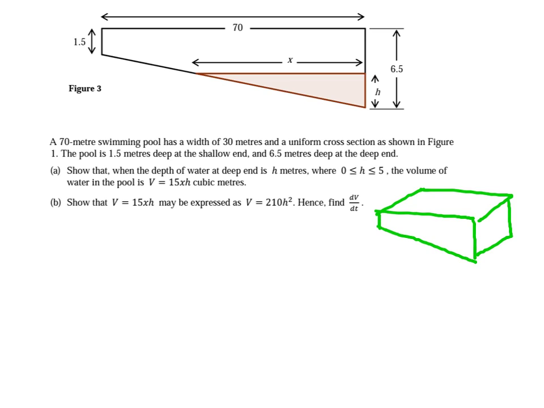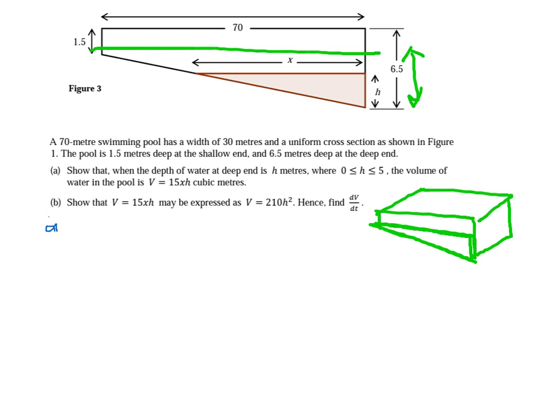However, we're only interested in this part, the triangular part of the pool, because h is bounded between 0 and 5. You think about this, it's 6.5 meters, it's 1.5. So we're trying to say that this is really just between 0 and 5, and so that just involves the triangle here.